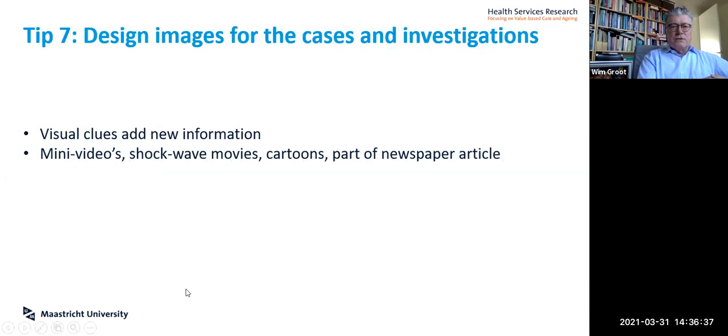The seventh tip that they give is to design images for cases and investigations. Usually we write cases based on text, but increasingly students are not so much focused on reading text. They read less and less. They are more focused on images, what they do also when they use their smartphones and other things. They're more focused on visual representation rather than reading text, and that may also be something to include in the cases as well.